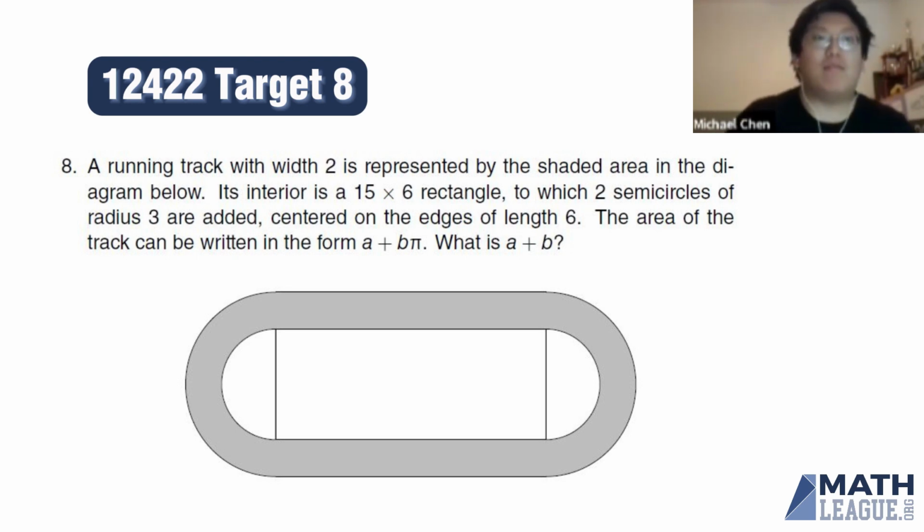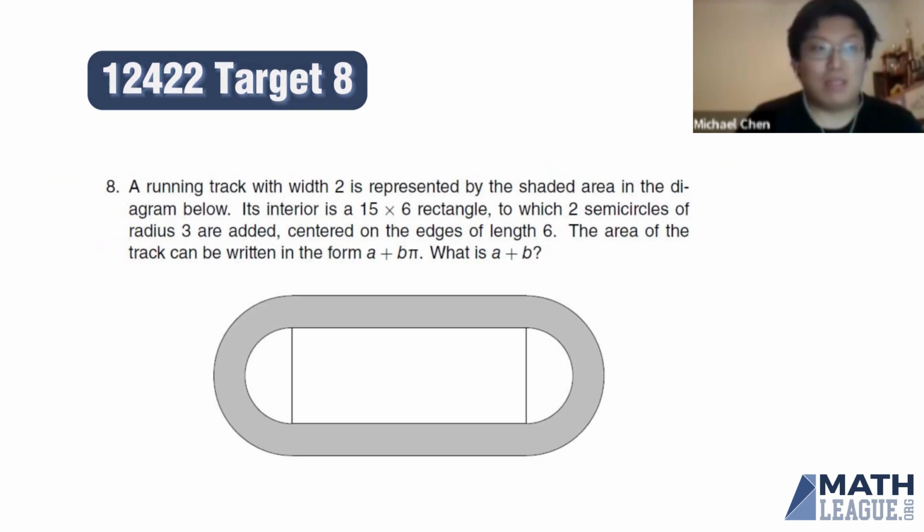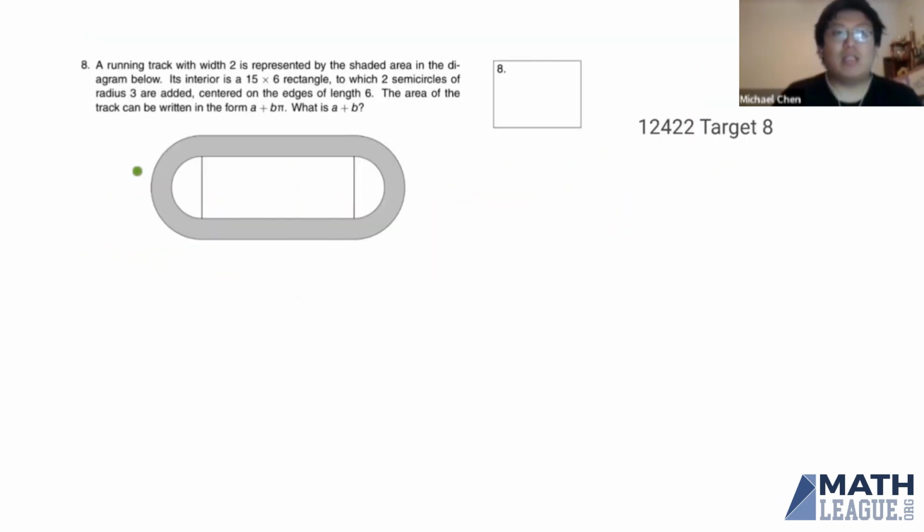So we have a running track with width 2, represented by the shaded area in the diagram below. Its interior is a 15 by 6 rectangle to which two semicircles of radius 3 are added, centered on the edges of length 6. The area of the track can be written in the form a plus b pi. What is ab? What is a plus b? So looking at this, we're trying to find the area of the gray region, right?